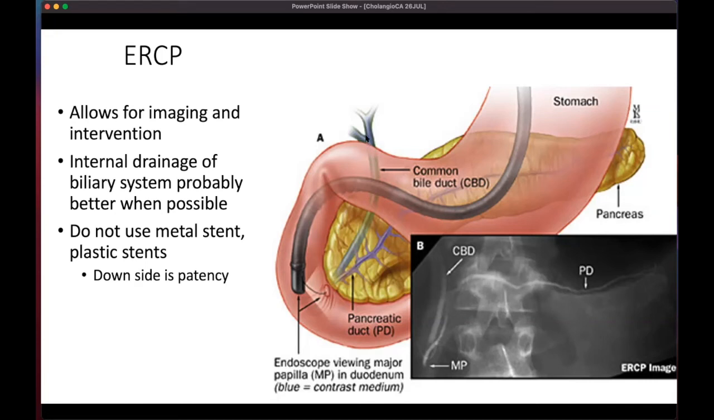But if you're trying to open up an occlusion higher in the duct, always use a plastic stent, because those metal stents cause a lot of inflammation. If you put a metal stent in up here, you could potentially turn a resectable cancer into an unresectable cancer, because it can get so stuck to the portal vein that you can't get it out. So always plastic stents for these high biliary obstructions. The downside is patency. Those plastic stents last about 6 weeks. If you have a stent in for more than 6 weeks, they almost always have to be exchanged.